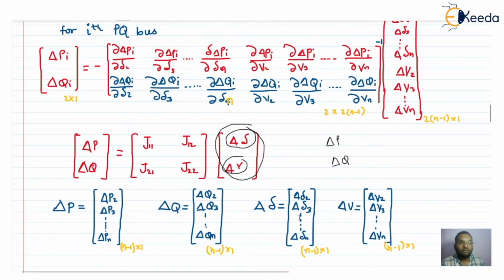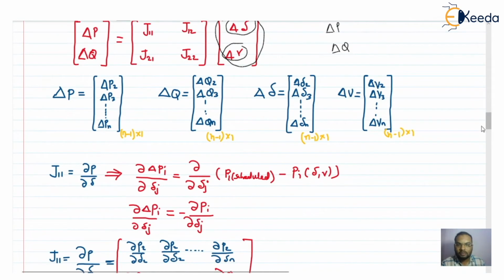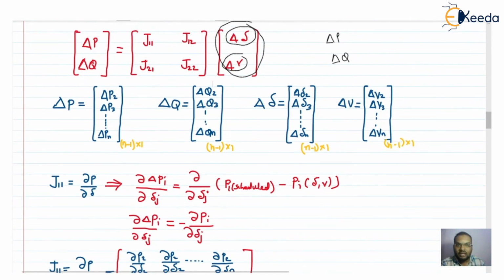Okay, so let us go and discuss one by one each term of the Jacobian matrix. First I'm writing it for J11, the first entry in the Jacobian matrix. Of course, it is a matrix. J11 itself is a matrix, J12 is also a matrix, J21 is again a matrix, and J22 is again a separate matrix. We'll deal with all these four elements of the Jacobian matrix one by one.